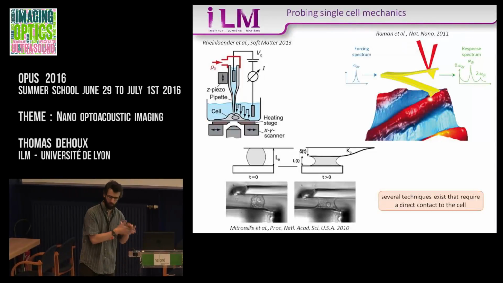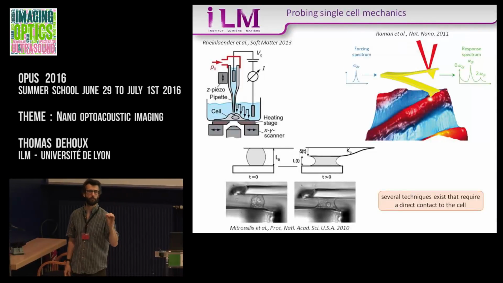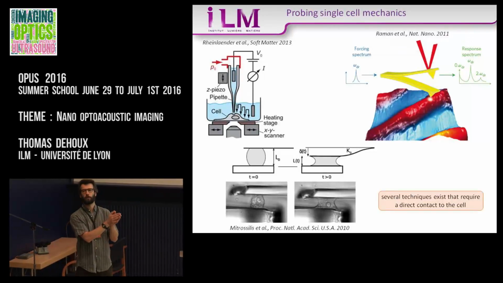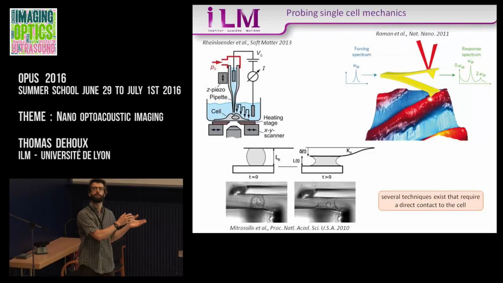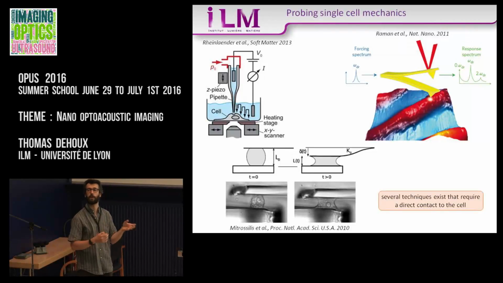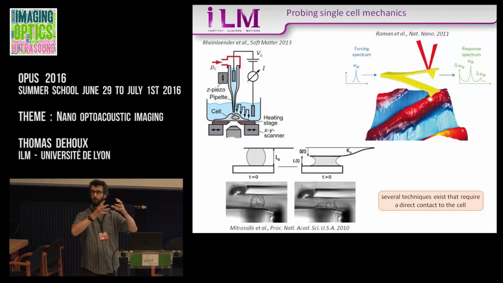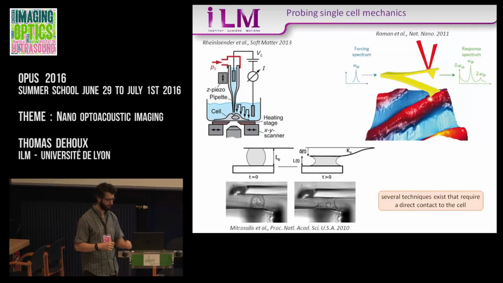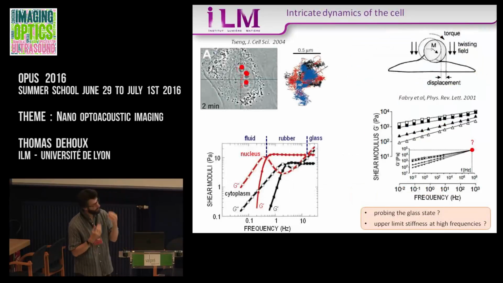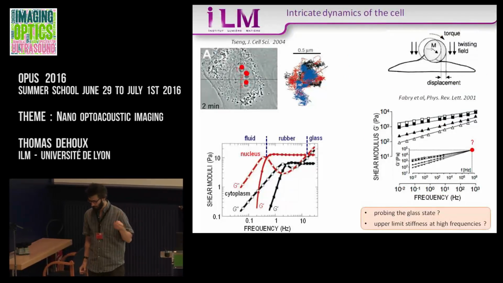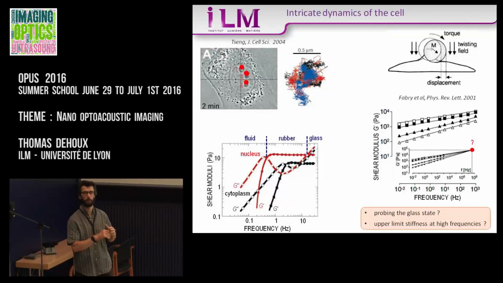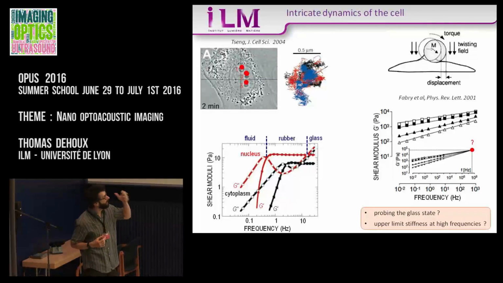But all these techniques require direct contact with the cell, and the problem with that is that you don't know if the mechanical property you extract is an intrinsic property of the cell, or if it is a reaction of the cell to what it considers to be an aggression from the outside. Like when you apply the flow to the nucleus, it resists the deformation just to maintain its shape.